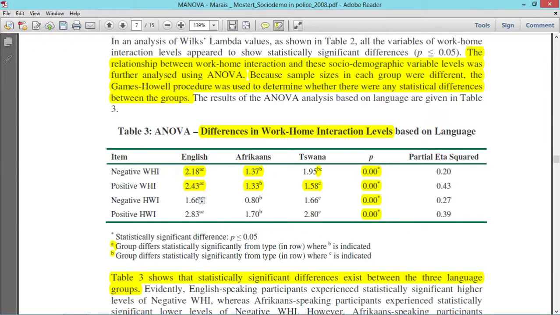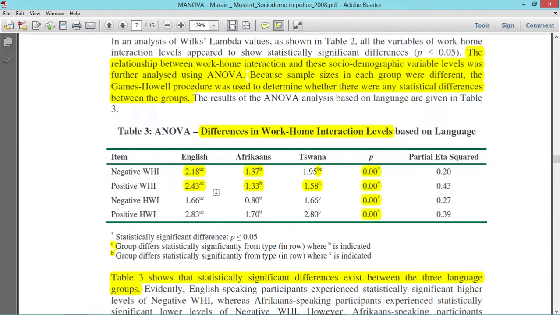Okay, and then we'll go through, I don't know why I can't think of the right term, but what is meant if a value is marked by A, B, or C. So let's go through that once more. Okay, over here they say that if a value is marked by an A, it means that that group differs statistically significantly from the group where B is indicated. Okay, so the A is there, the B is over there. So therefore, English participants differ significantly from the Afrikaans participants in terms of the levels of positive work-home interaction that they experience.